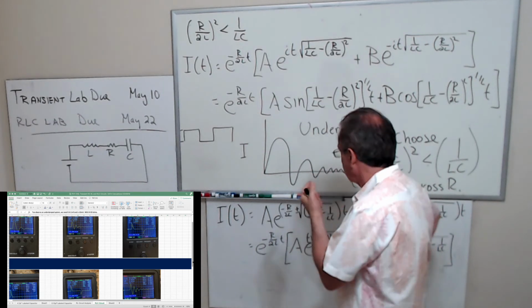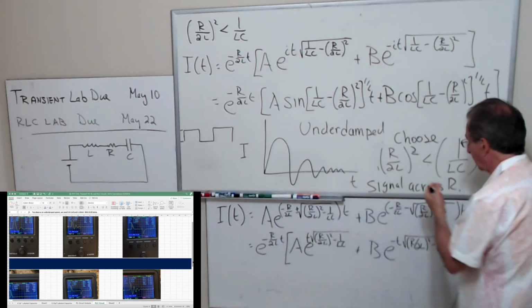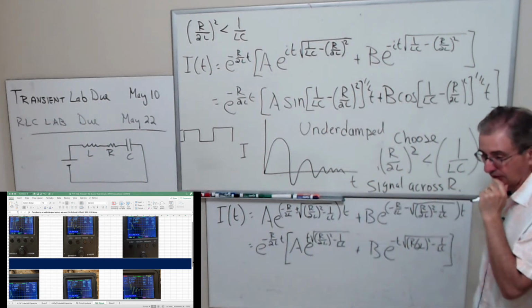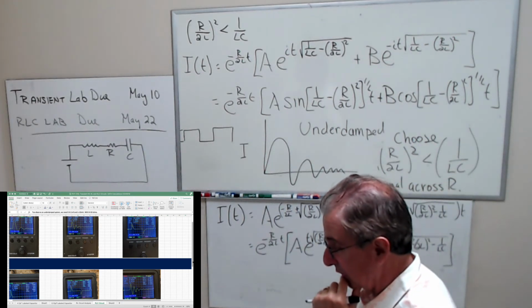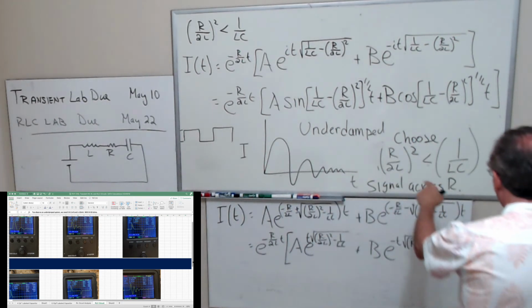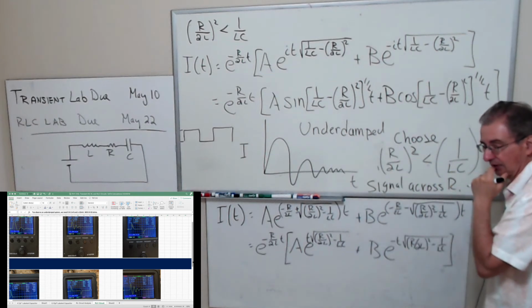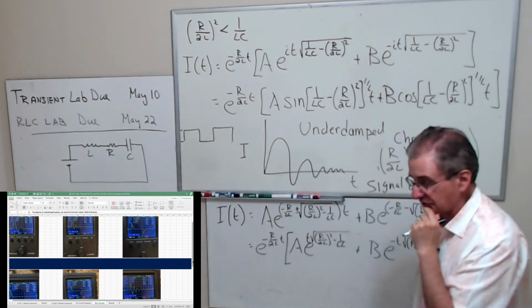So I want you to think. I want you to figure out what works for you. I don't want to just tell you what to do and then you do it. You're not going to learn anything from that. I want you to figure out the right values of R, L, and C so that you get the underdamped circuit.